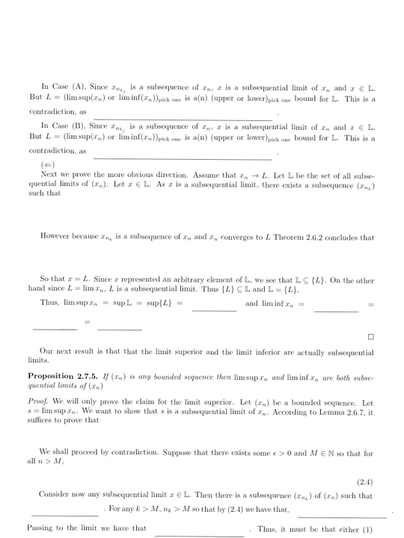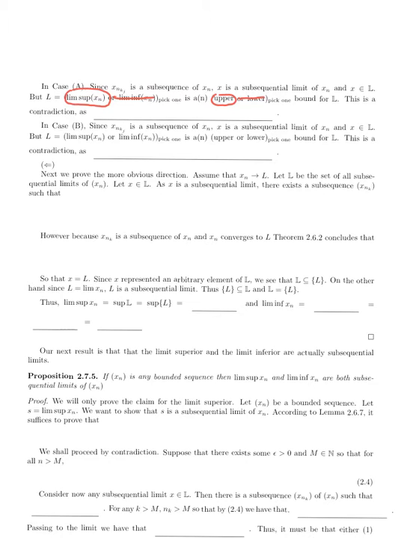All right, those cases were labeled. So since x sub n sub k sub j is a subsequence of x sub n, that number x is a subsequential limit of x sub n. So x is in the set of subsequential limits, blackboard bold L. But L is the limit superior of x_n. So that means, in particular, it is an upper bound on the set of subsequential limits.